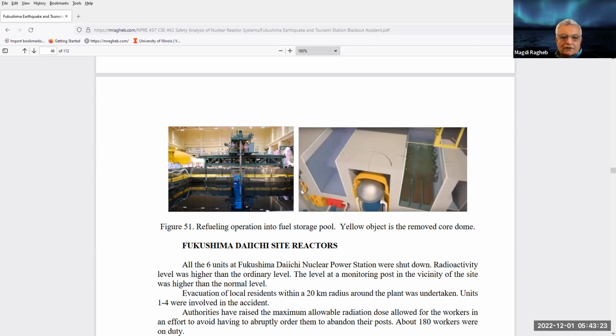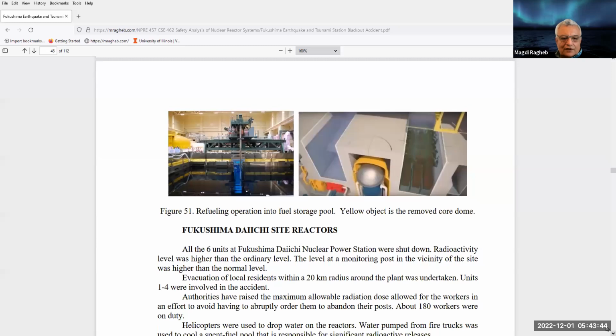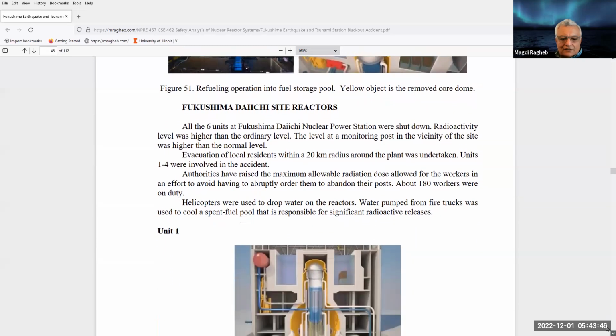And in fact, this is a picture before the accident. Look at that yellow part here. This is a cap that covers the core itself. It suggests that the fuel was outside the core, but at some point, if you do not provide cooling, then the fuel would catch fire. Apparently, that's what happened in general.